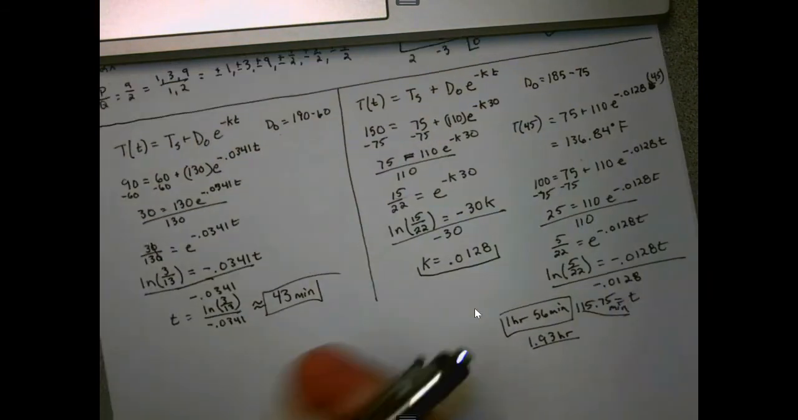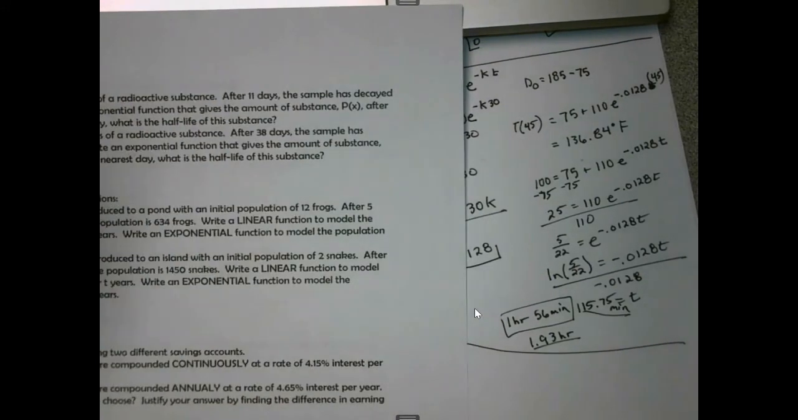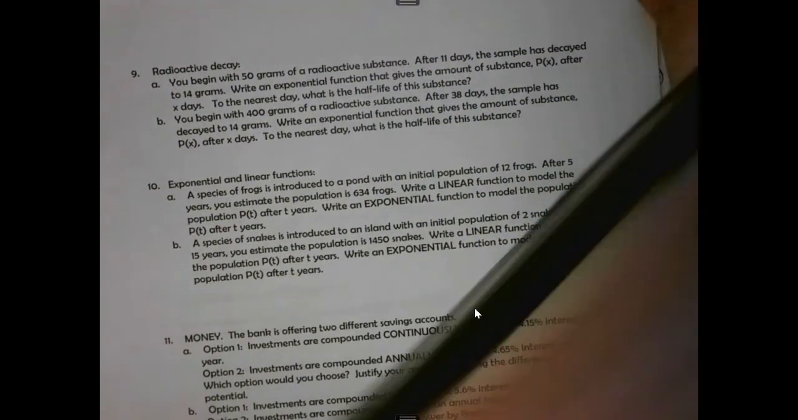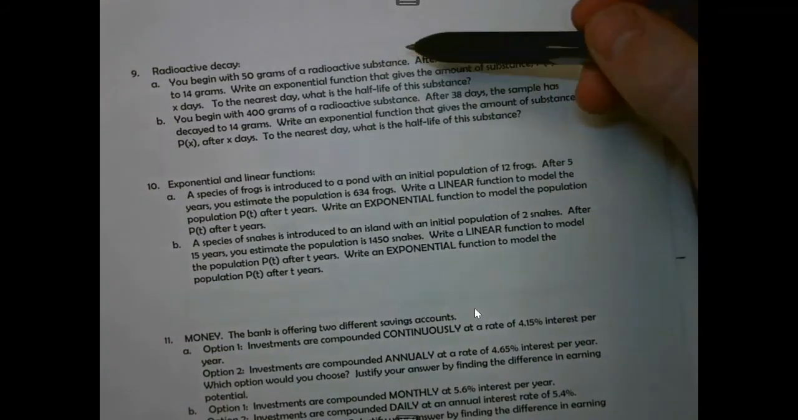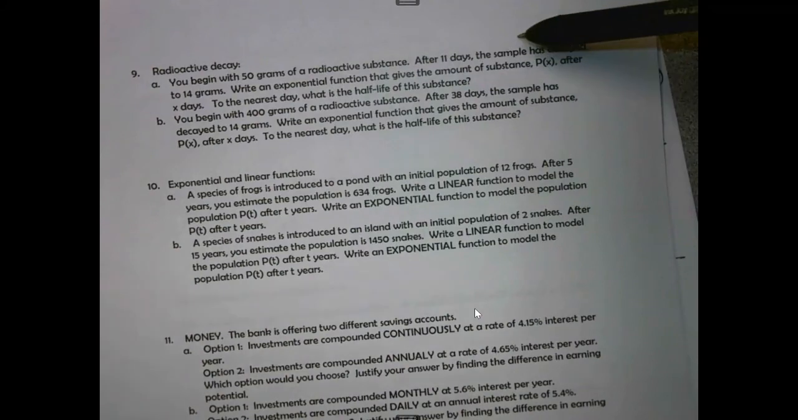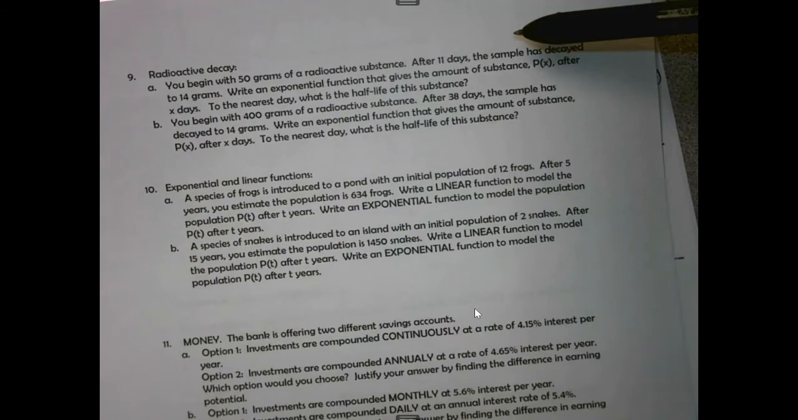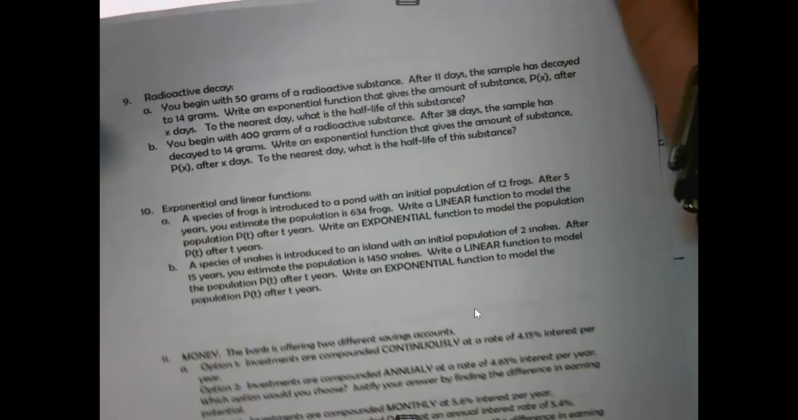Okay, question 9. Question 9 is radioactive decay. So you begin with 50 grams of radioactive substance. After 11 days, the sample has decayed to 14 grams. Write an exponential function that gives the amount of substance P of x after x days to the nearest day. What is the half-life of the substance?